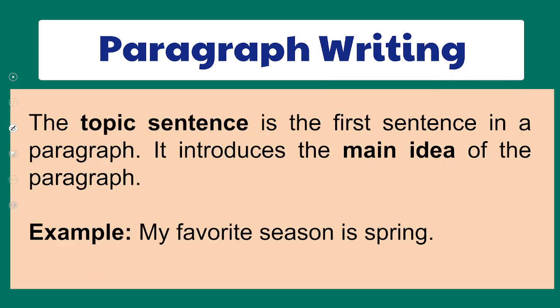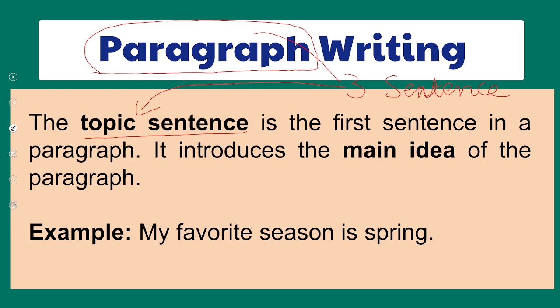Let's go to the paragraph writing. A paragraph is actually made up of sentences, and there are only three types of sentences used in paragraphs. And what are these three types of sentences? The first type is a topic sentence. There has to be a topic sentence in a paragraph. Secondly, there has to be a supporting sentence, and thirdly, there has to be a concluding sentence in a paragraph. So there are only three types of sentences used in a paragraph. So the first one is the topic sentence.